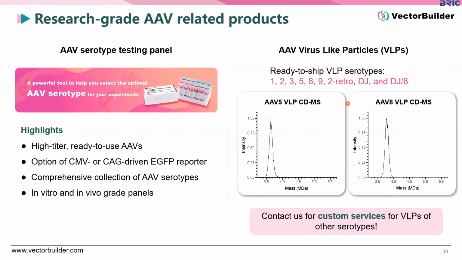On the other hand, we also provide AAV virus-like particles, which are basically empty capsids of AAV. For VLPs, we have ready-to-ship VLPs coming from different serotypes. We can also do custom services for serotypes that are not ready to ship, but we can construct quickly.